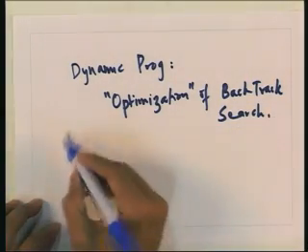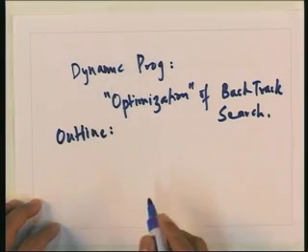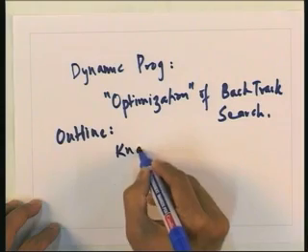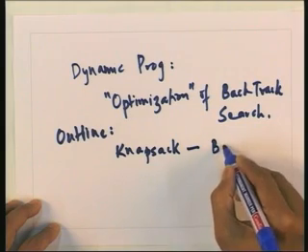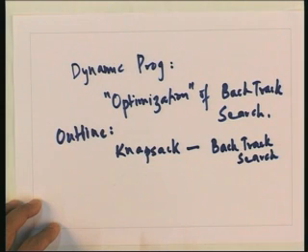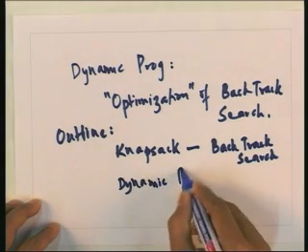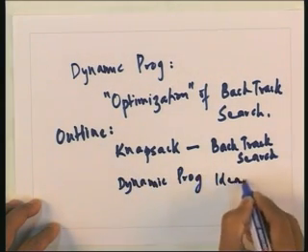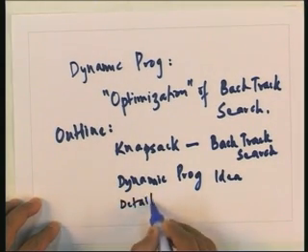So, here is what I am going to do today. I am going to take an example to illustrate this technique, and this example is going to be our familiar knapsack problem. I am going to review the backtrack search solution. Then I am going to say how we can view it slightly differently and how we can optimize it, and that is how we will lead into the dynamic programming idea. And then I will describe some details, and then I will summarize.